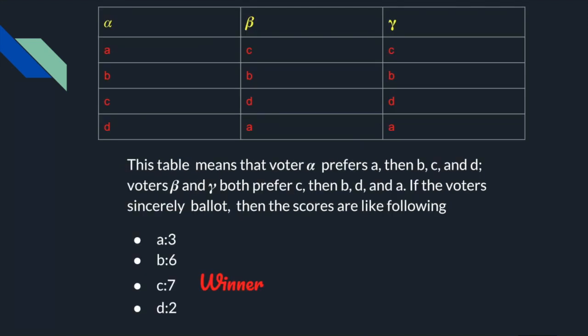So this table means that voter Alpha prefers A to B, C, and D. Voters Beta and Gamma both prefer C to B, D, and A. If the voters ballot sincerely, then the scores are as follows. A is 3 points, B is 6 points, C is the winner with 7 points, and D is 2 points.